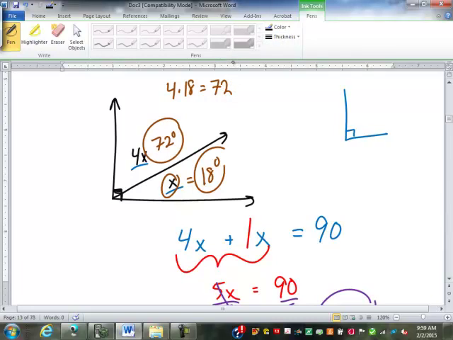Yeah, that is one way. You should always double check these. Since they're supposed to add up to a right angle, add up to 90, do 72 and 18 add up to 90? Yeah, they do. If they don't, you know you did something wrong. If they do, it doesn't necessarily mean you did it right. It just means you didn't make a really bad mistake.